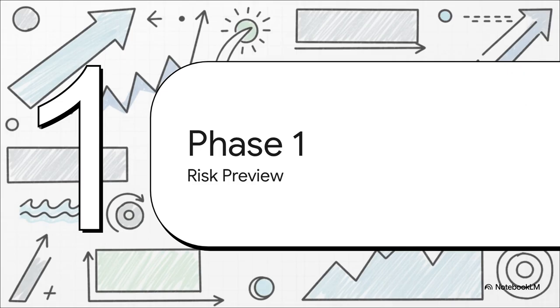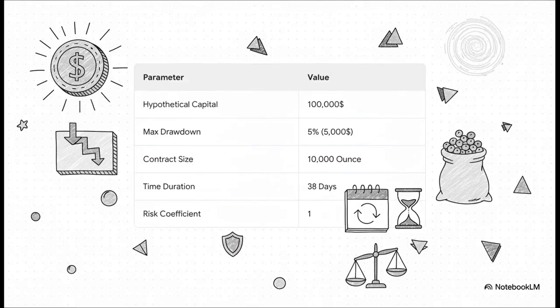So, we've got our entry points defined. The next logical question is, well, how is the risk actually managed? And how is the trade sized? That's exactly what this part of phase 1 is all about. So the model's calculations kick off with a hypothetical capital of $100,000. A really key constraint here is the maximum drawdown, which is capped at 5%, or $5,000. That, along with the other parameters you see, like the 38-day time duration and the risk coefficient, they all work together to figure out the actual trade size.